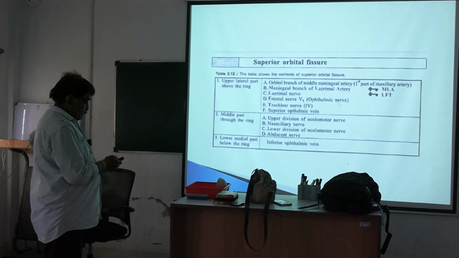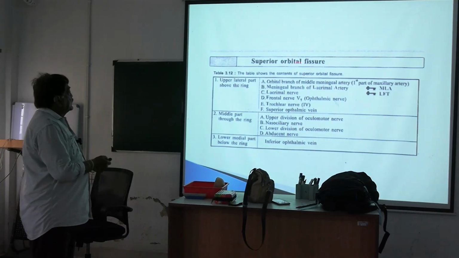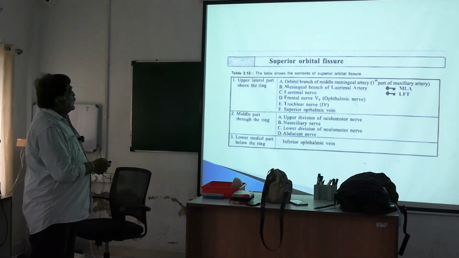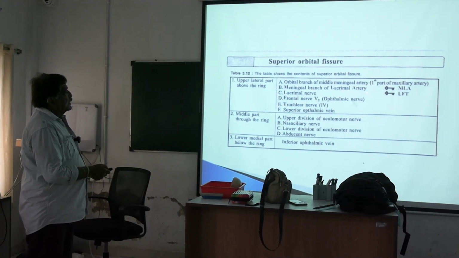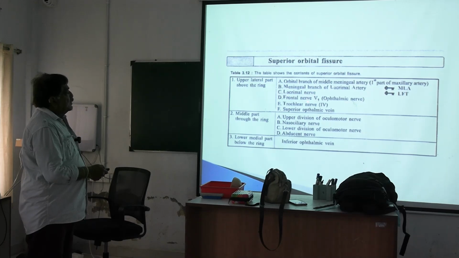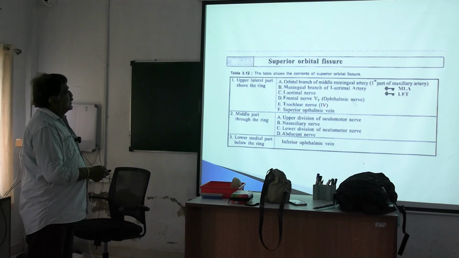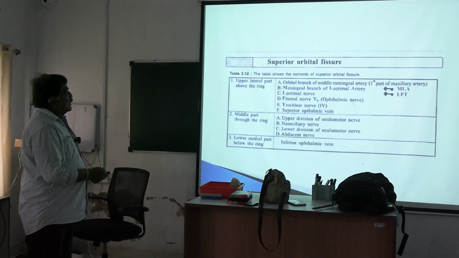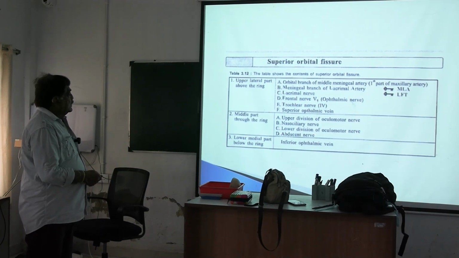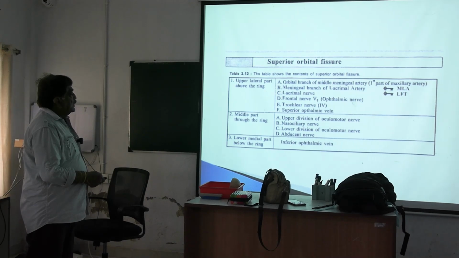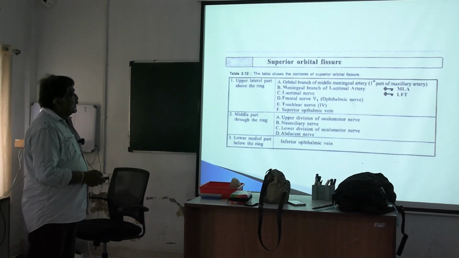Now, the superior orbital fissure. The upper lateral part of the ring: the orbital branch of the middle meningeal artery, meningeal branch of the lacrimal artery, lacrimal nerve, frontal nerve, that is ophthalmic, fifth nerve, trochlear nerve, fourth nerve, superior ophthalmic vein. Middle part through the ring: the upper division of the oculomotor nerve, nasociliary nerve, lower division of the oculomotor nerve and abducent nerve. Lower medial part below the ring is the inferior ophthalmic vein.